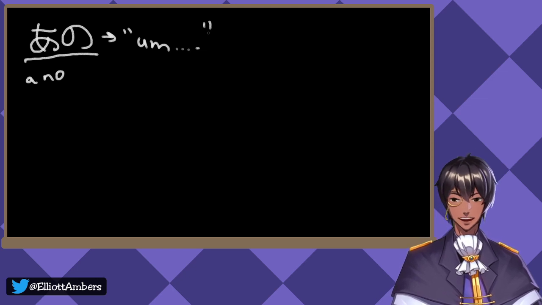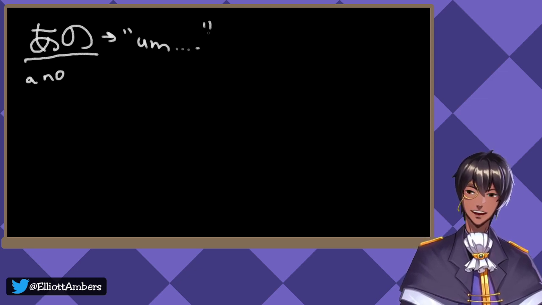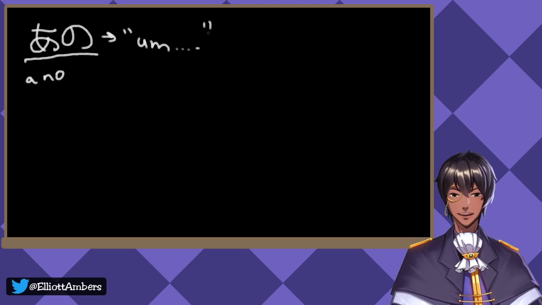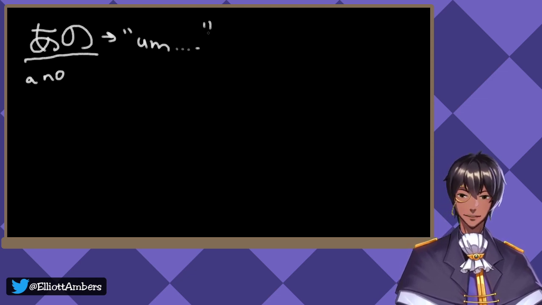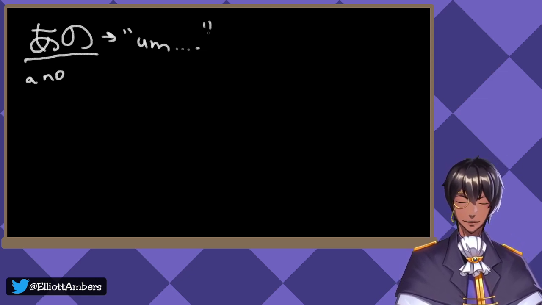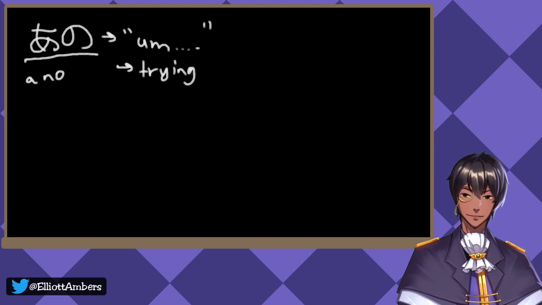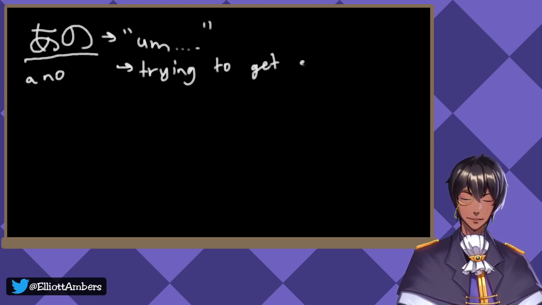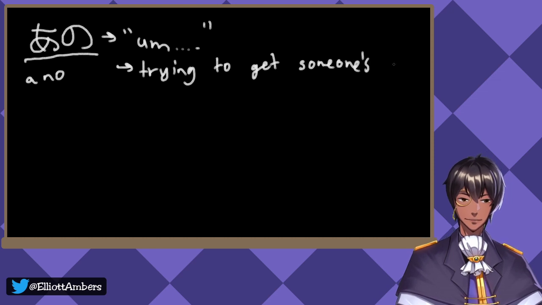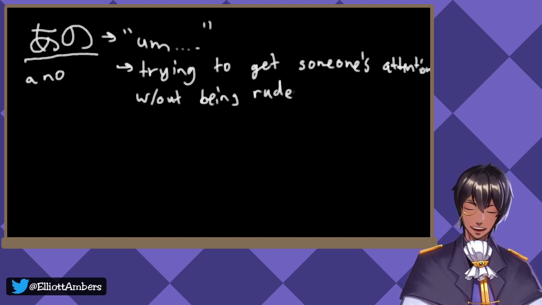Also, it's a little confusing because ano is a term that we talk about in the next lesson, I believe. But again, a big part of all languages is the context. So when you see someone starting off their sentence with a trailing off ano like that, you know they're probably trying to get your attention without being rude. Or not wanting to be rude, I should say.